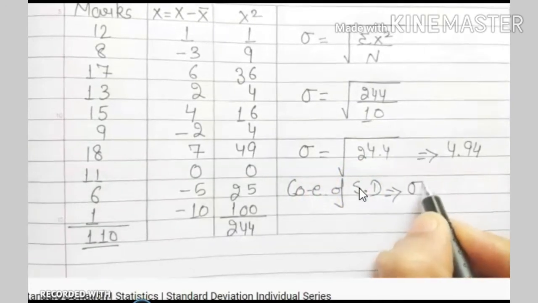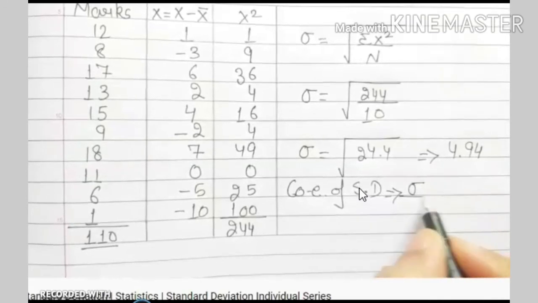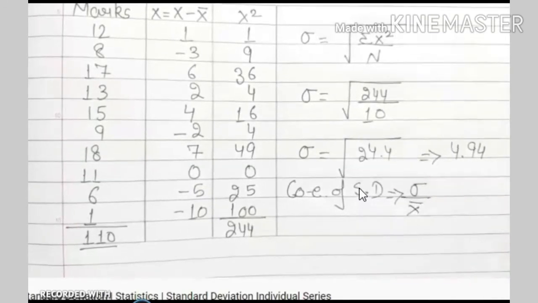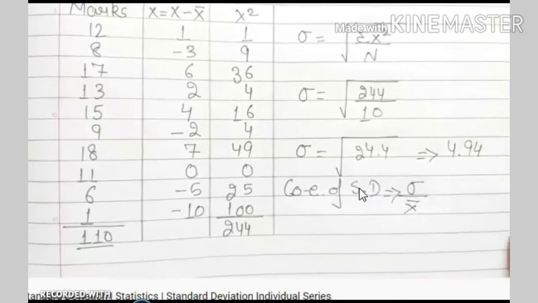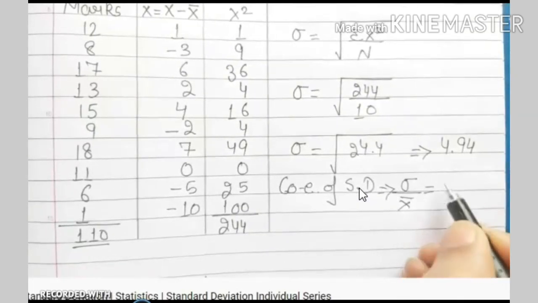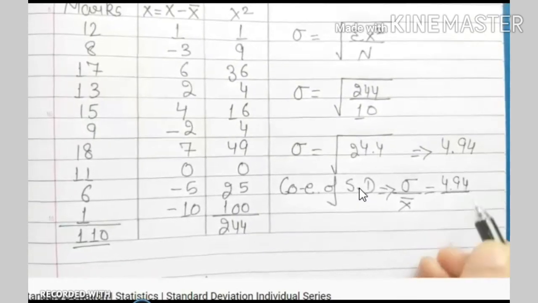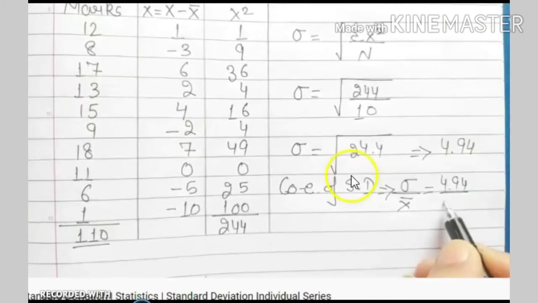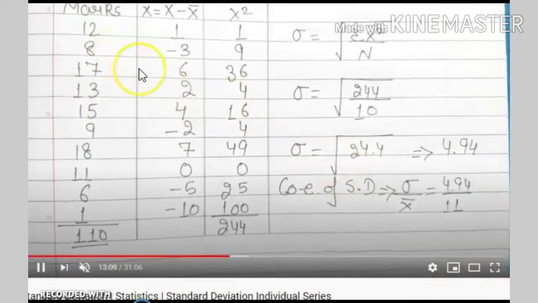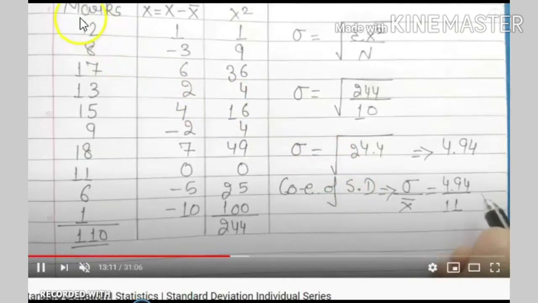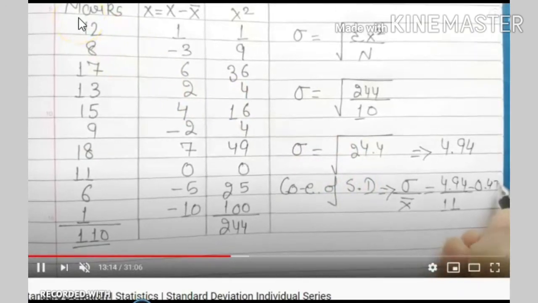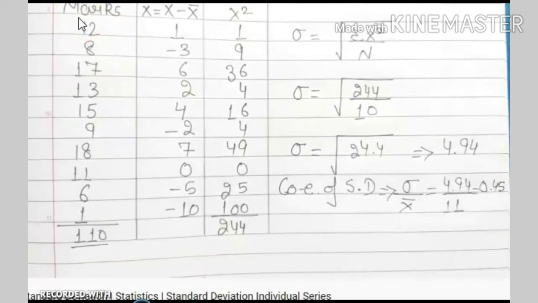So coefficient of standard deviation, what's the formula? It also has a formula: sigma, the value that we had found, divided by x bar. So it's 4.94 divided by the x bar, which is 11. So 4.94 divided by 11 is equal to 0.45, which is the answer. As I told you, when we find a coefficient, it starts from 0. So 0.45 is the answer.